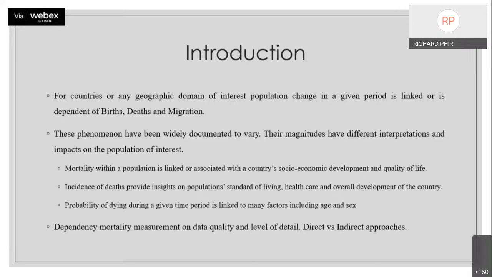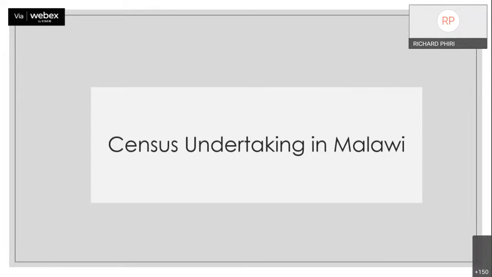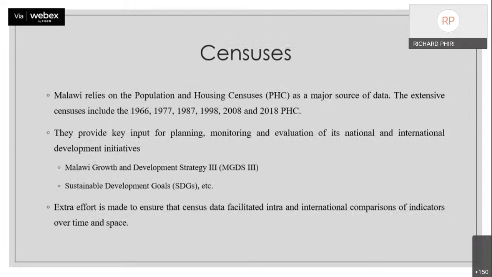So we can use either direct or indirect estimation approaches. Can you move next? So in Malawi, I'll start with the census undertaking. Next, please.